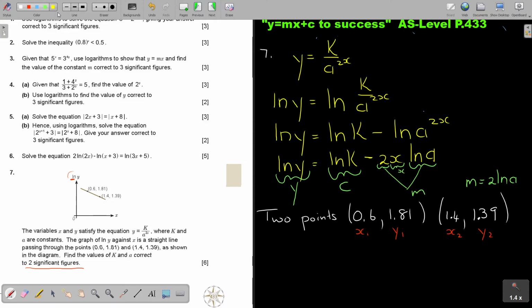Okay, so let's start. To get the value of m, I'm going to say y2 minus y1 over x2 minus x1. Okay, let's do that. So it's 1.39 minus 1.81 over 1.4 minus 0.6. And if you press that on your calculator, just press brackets, don't approximate. So it's 1.39 minus 1.81, close the bracket, divide, bracket, 1.4 minus 0.6, close, equals, and write that whole thing down: negative 0.525. That's your value of m.